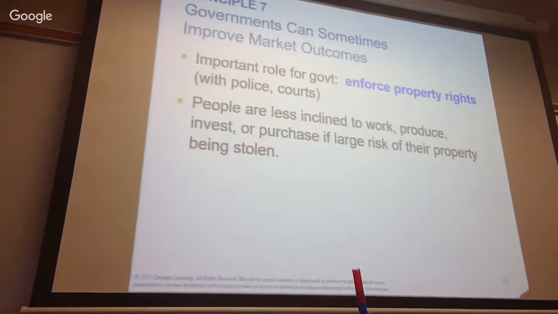Okay, let me see how many farts I have in this game. All right, so for this case here, government can step in. So government can step in here and actually put a tax on cheese. And then every time I buy cheese, I pay a tax for it, and then this tax will be distributed to you guys here. So now you are compensated by me eating cheese. So government can sometimes improve market outcome.